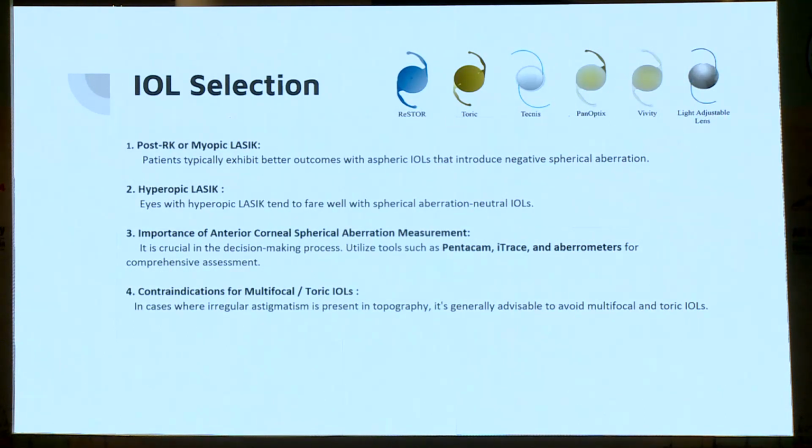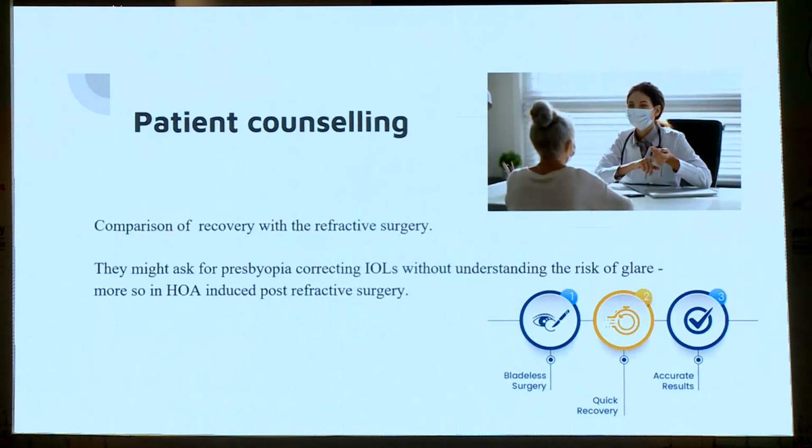Now, it is very important to measure the spherical aberration, and it is crucial in the decision-making process. So you can utilize tools like Pentacam, Eyetrace, and aberrometers for a comprehensive assessment. Now, there are some contraindications for multifocal IOLs or toric IOLs. In case of irregular astigmatism, which is shown on the topography, it is generally advisable to avoid multifocal and toric IOLs.